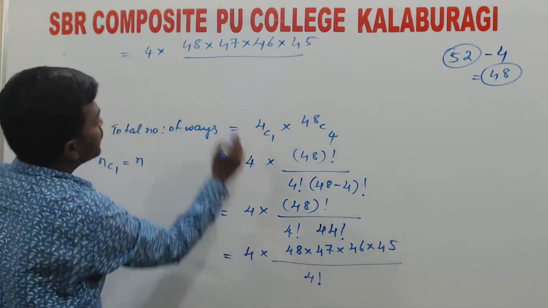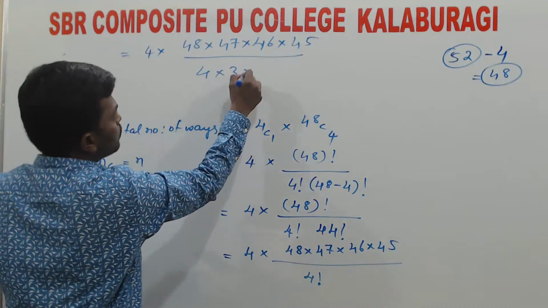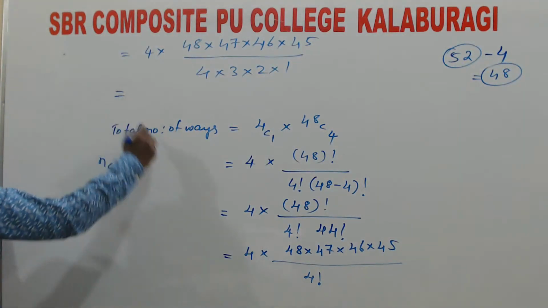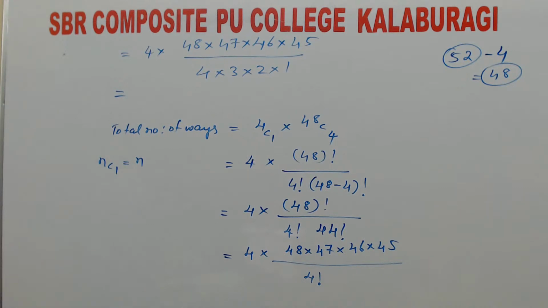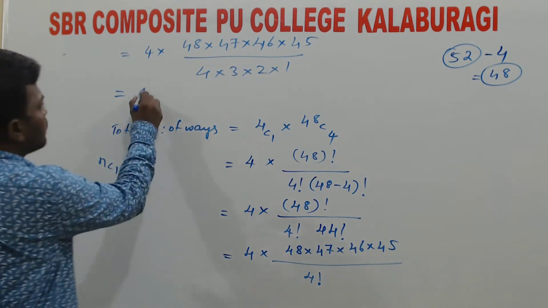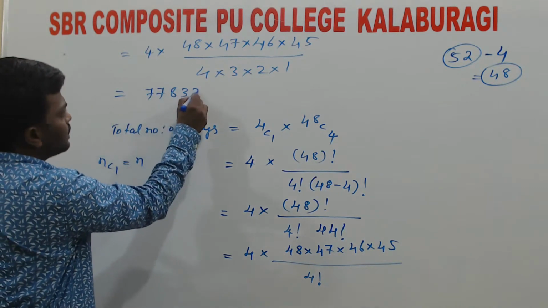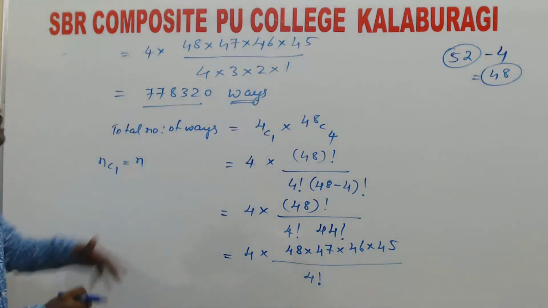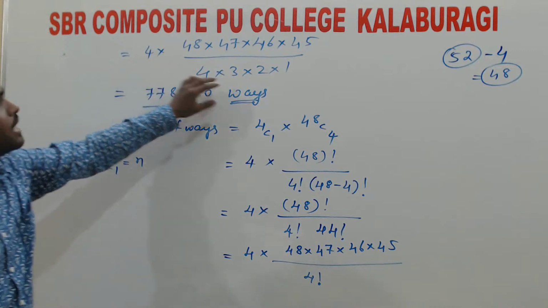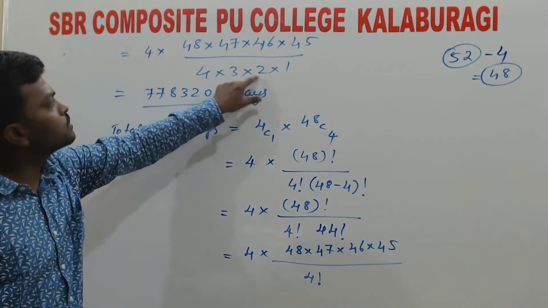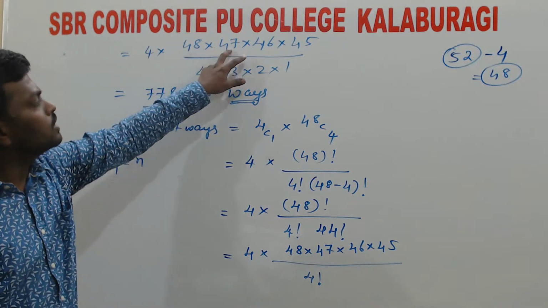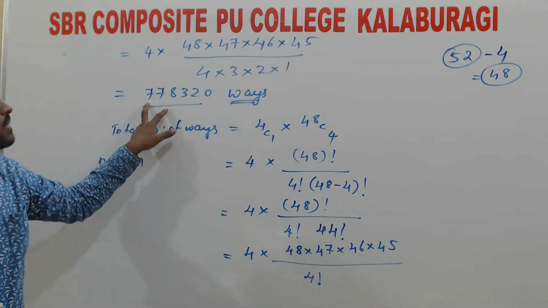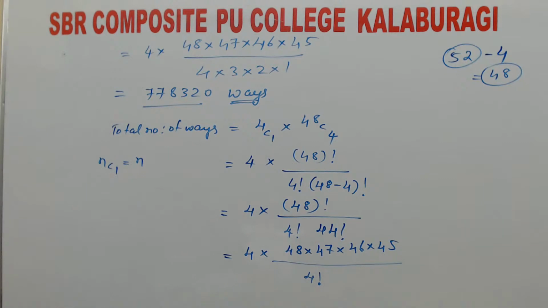So what is 4 factorial, students? 4 into 3 into 2 into 1. Just simplify this. The answer you will get is 778320 ways. Okay, so 4 gets cancelled, right? 3 2s are 6, 6 1s are 6, 6 8s are 48. Now multiply the remaining terms, you will get 778320 ways.